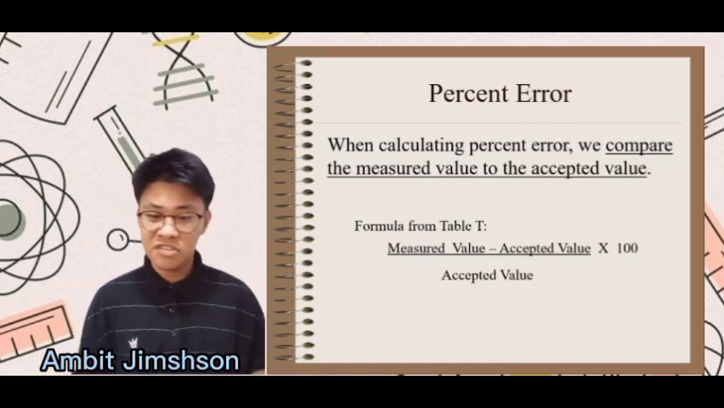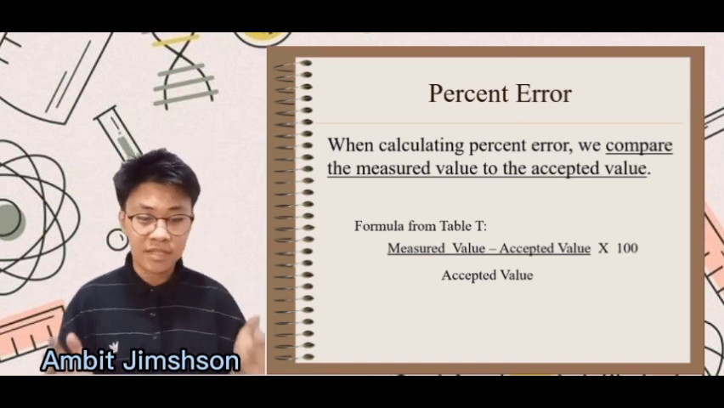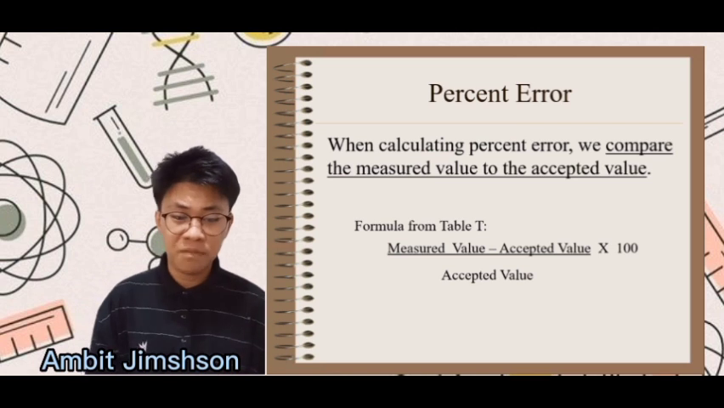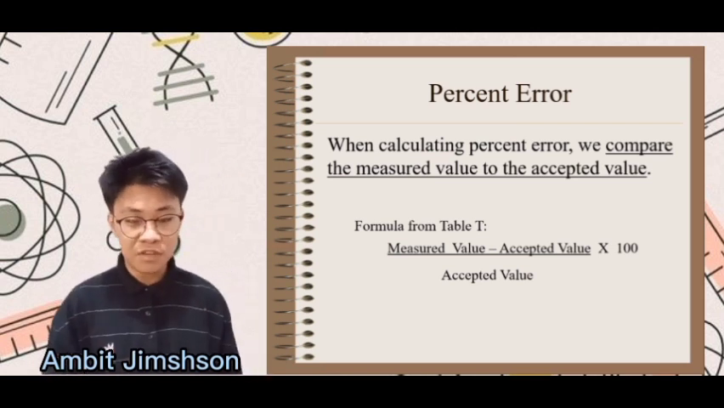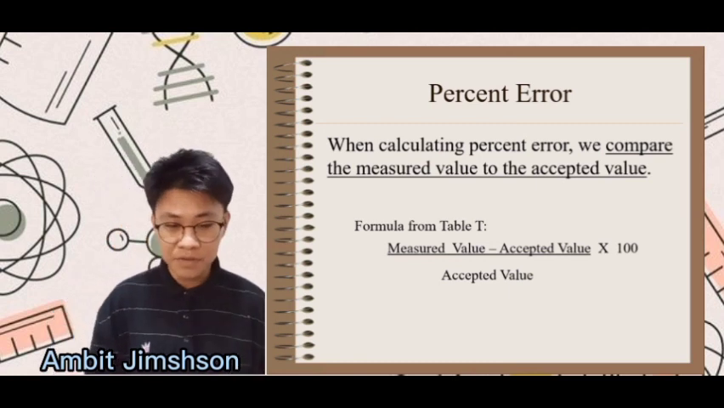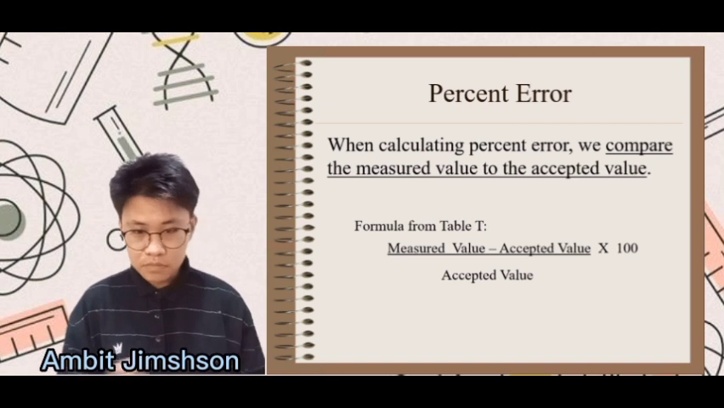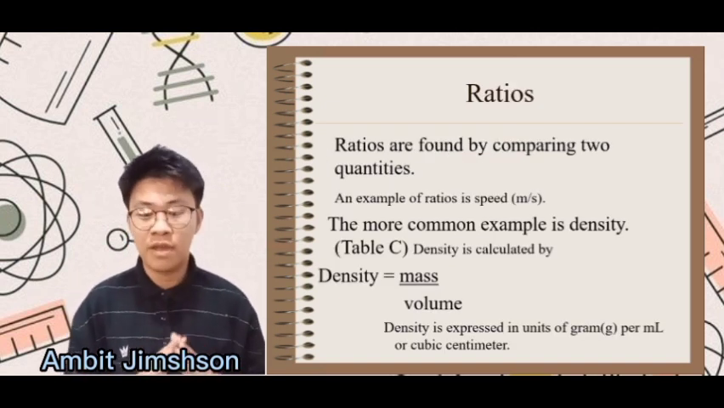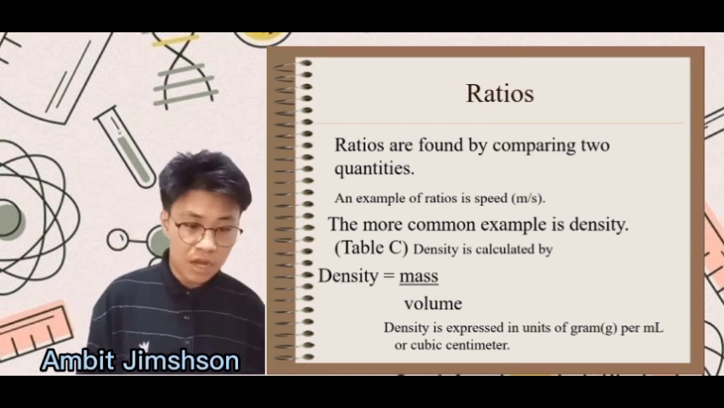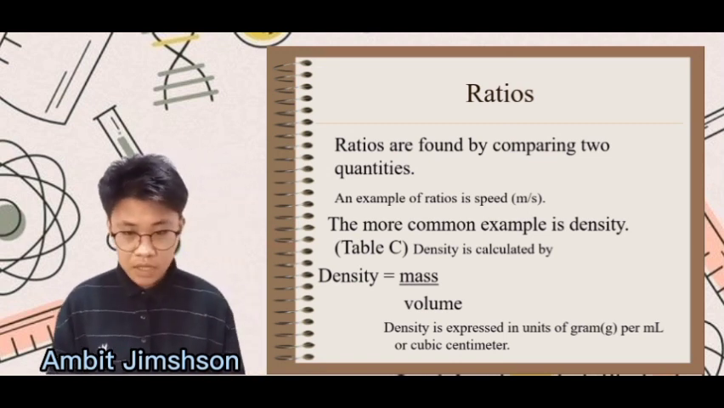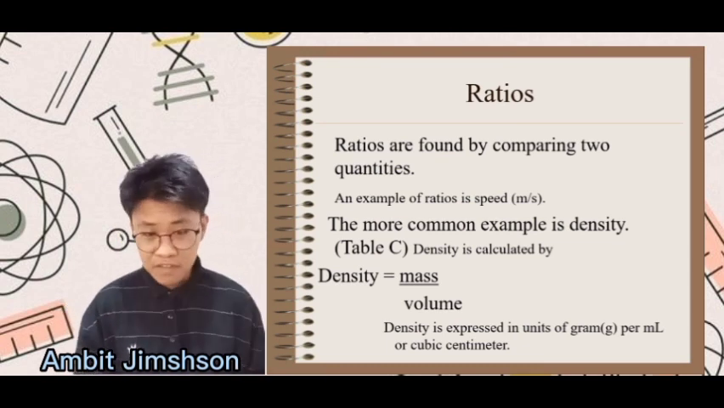Percent error. Percent error is used to compare a measured value to an accepted value. The formula for percent error is: percent error equals measured value minus accepted value, divided by accepted value, times 100. A rate is a ratio or comparison between two quantities. One example is speed and another is density. Density is calculated by dividing mass by volume.